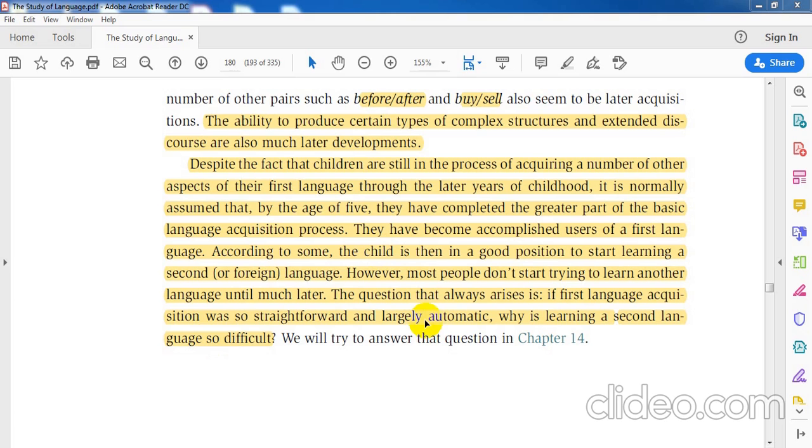For the second part, it is not our concern to answer it until we are done with chapter 14 later. Now, if you are asked later in the potential question list why first language acquisition is straightforward and largely automatic, it depends on you to know how to schedule your answer in terms of order, and how to explore the stages that I referred to earlier in the other videos. Why is it straightforward and largely automatic?